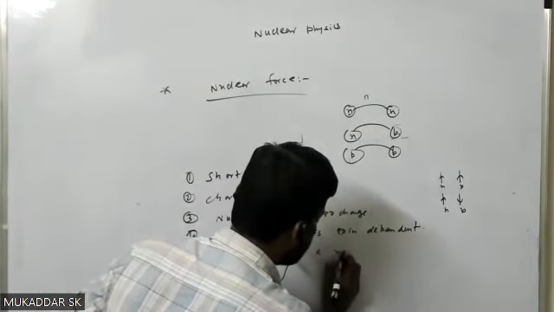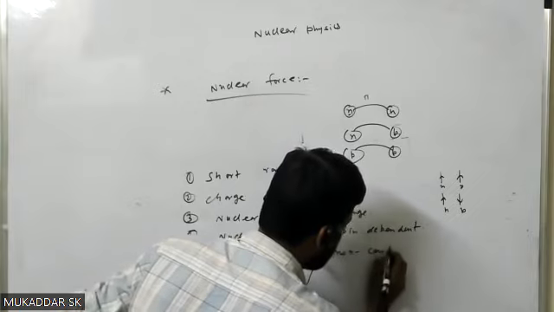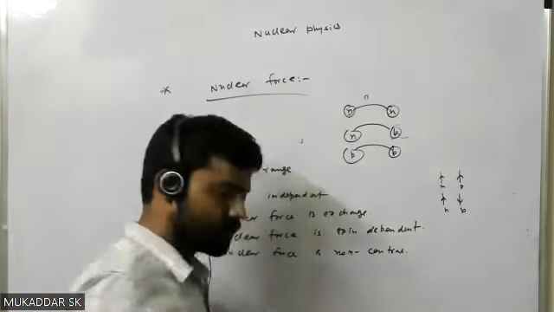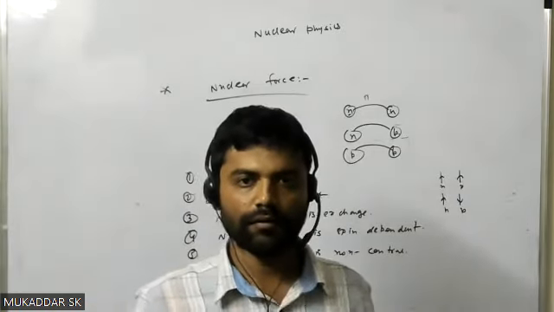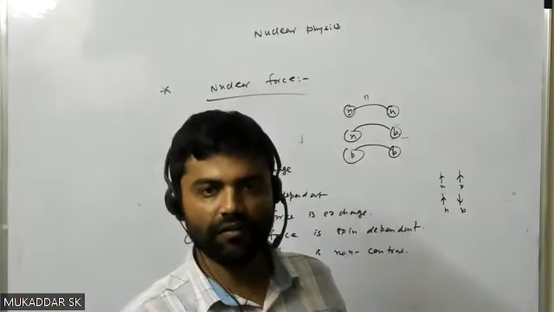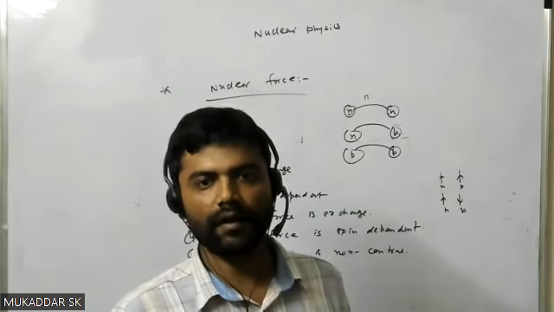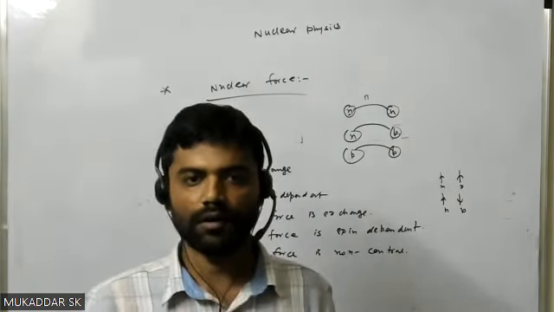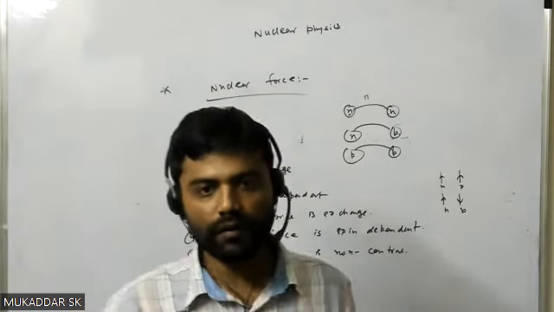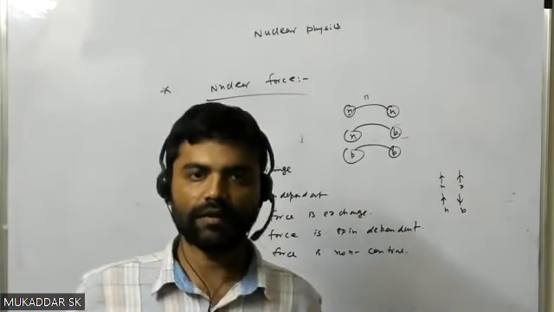is non-central. Why is it called non-central? Because nuclear force depends upon velocity also. You know, a force is called a central force only when it depends only upon position. But nuclear force not only depends upon position but also depends upon velocity.